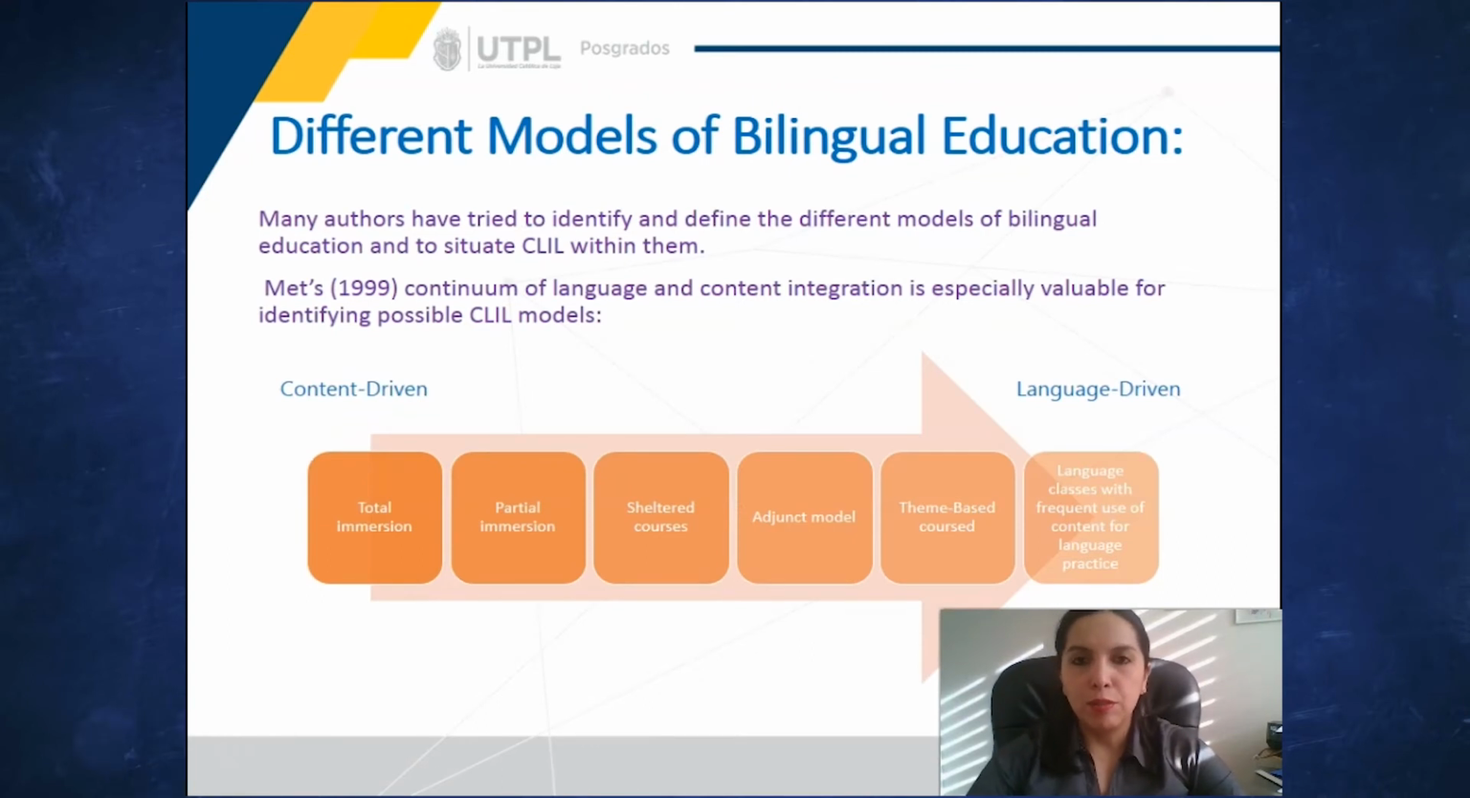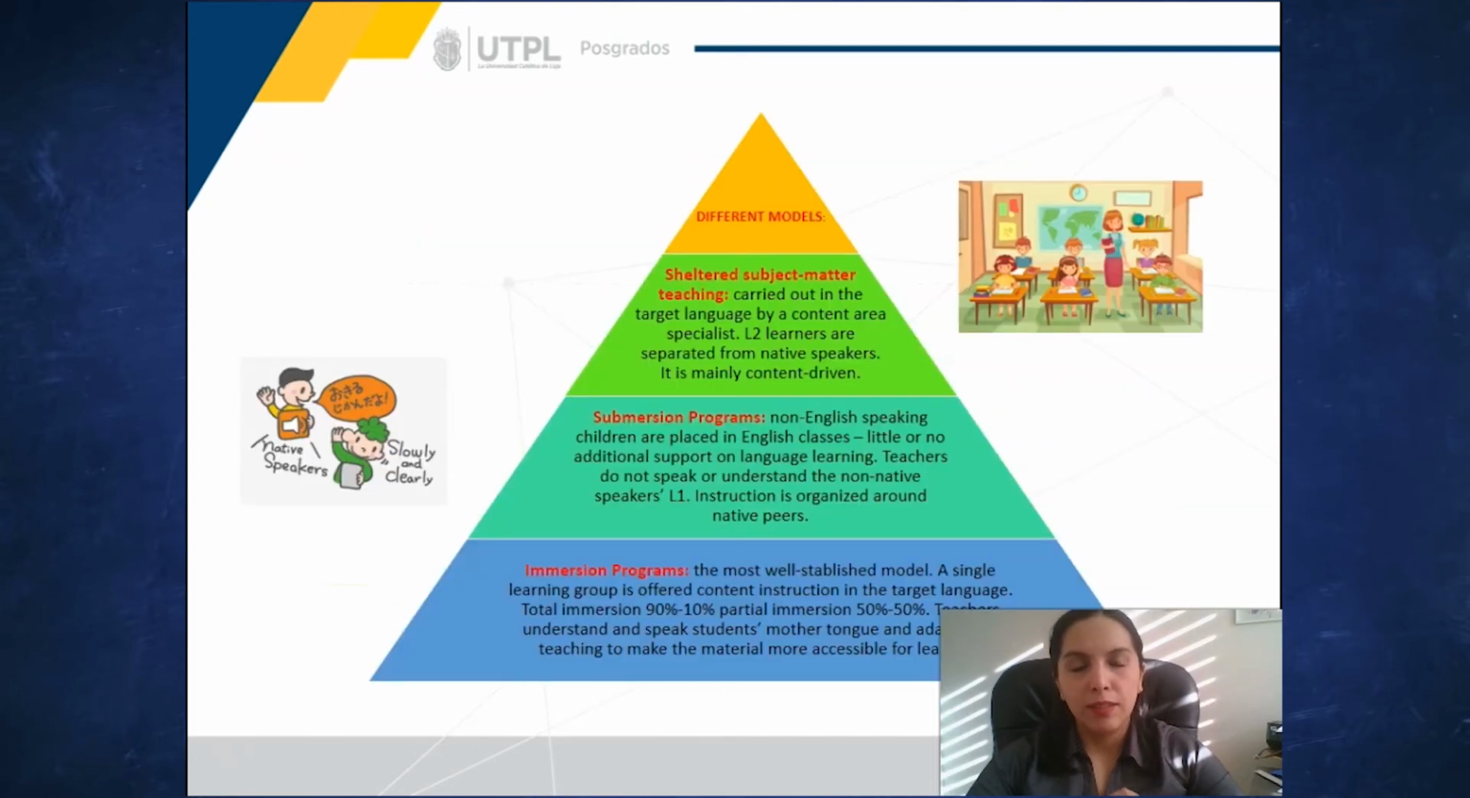The different models of bilingual education follow Met's famous continuum. Many authors have tried to identify and define different models of bilingual education and to situate CLIL within any of them, using a variety and, on occasions, overlapping terminology where immersion, submersion, sheltered, adjunct, and theme-based courses invariably come to the fore. So let's see what the main difference is between these different programs.